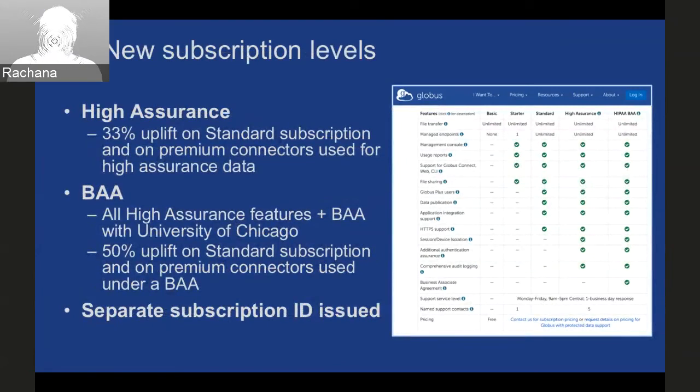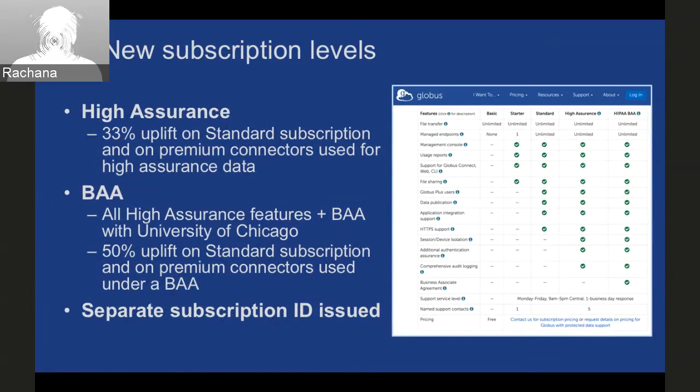Okay, the last thing here, how do you get these features at your institution? We have 2 new subscription levels. So the first one is called the high assurance level, which essentially is an add-on to your standard subscription. And it's a 33% increase on your standard subscription for getting all the high assurance features. With that, you can set up as many collections or gateways as high assurance as you'd like, and all the additional security features I talked about are made available.